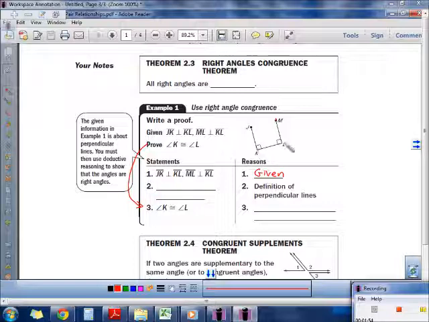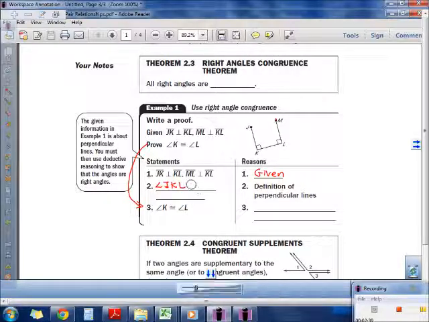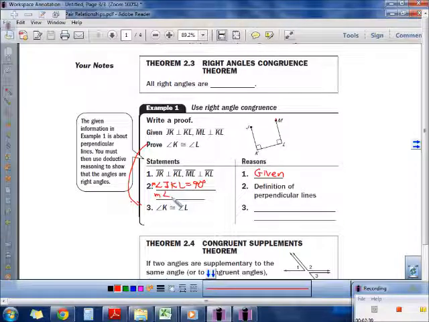K and L. Let's use 3 letters. That's even a better name. So angle JKL. We're not going to say they're congruent yet. We're going to say measure of angle JKL is how big? 90. If it's perpendicular, it means it makes a 90-degree angle. Also, we can say the measure of angle MLK is 90.